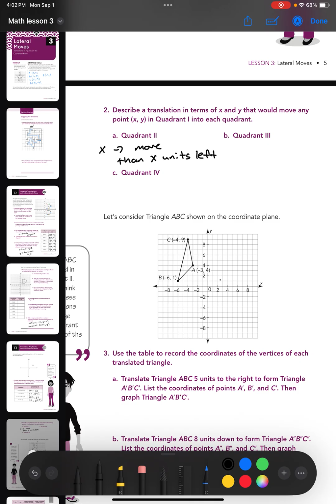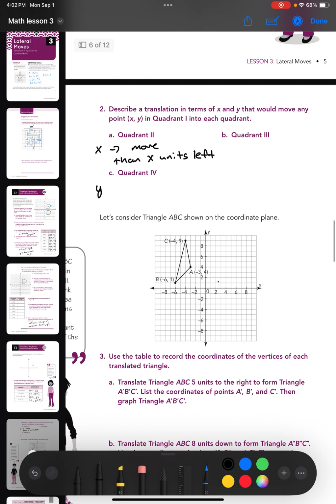Okay, we'll go down to quadrant 4, then we'll go over to quadrant 3. So for C, to get quadrant 4, the Y would have to move more than Y units down, because you're moving in the negative Y direction.